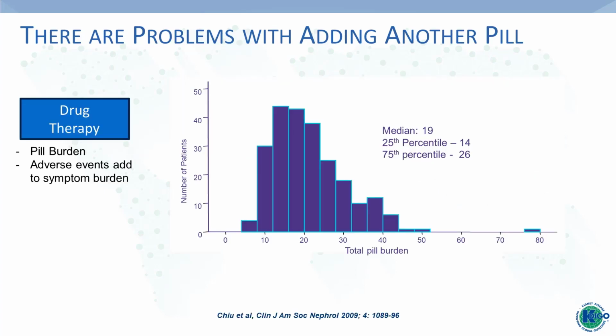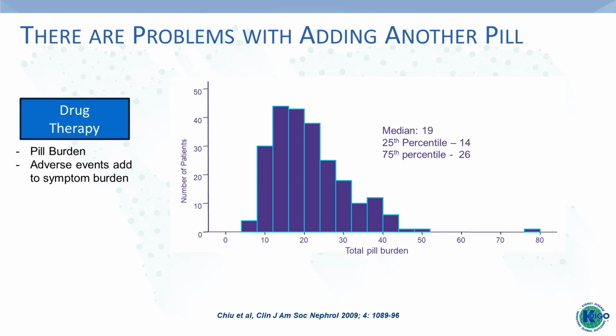With regards to drug therapy, the biggest problem is the pill burden. On the right, you see this frequency histogram that tells you the average number of pills a person on dialysis is asked to take in a single day. There's a study we did in 3 different centers in the United States. On average, a person is asked to take 19 pills in a day.